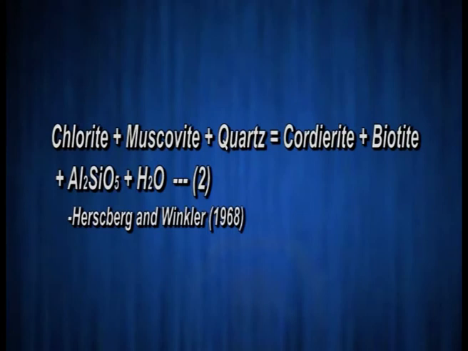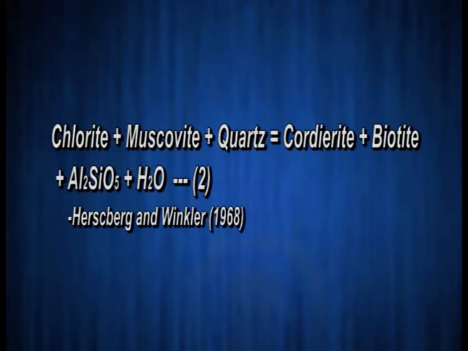The physical condition of metamorphism can be represented by the PT condition of metamorphism. The lower temperature limit can be represented by the following reaction: chlorite plus muscovite plus quartz give rise to cordierite plus biotite plus aluminosilicate plus water.